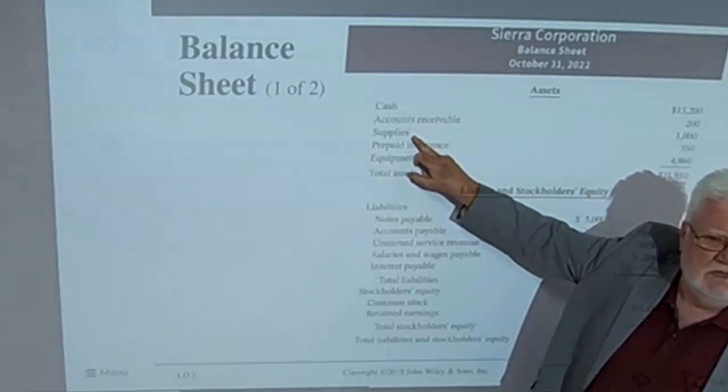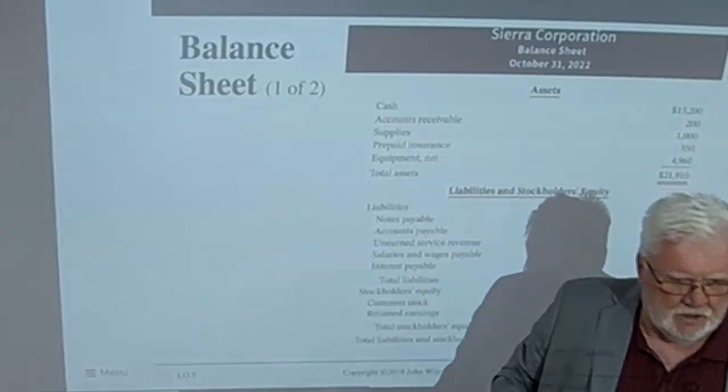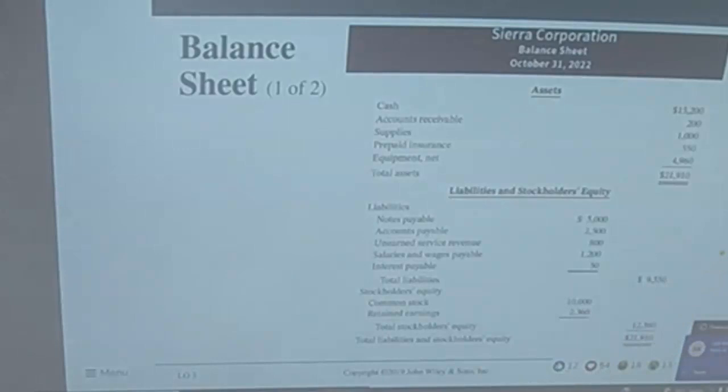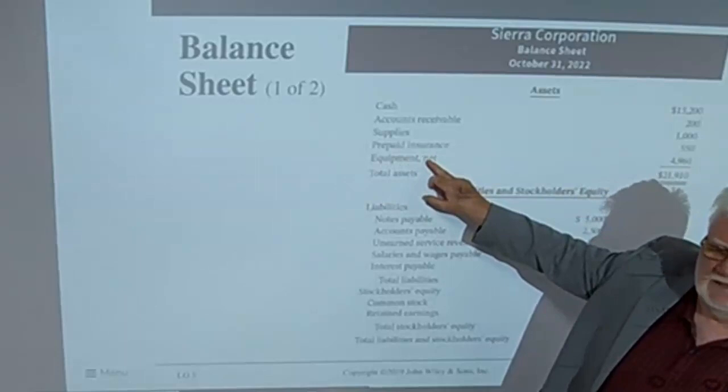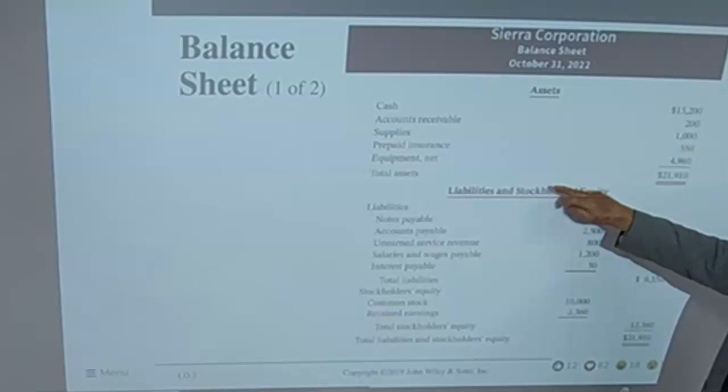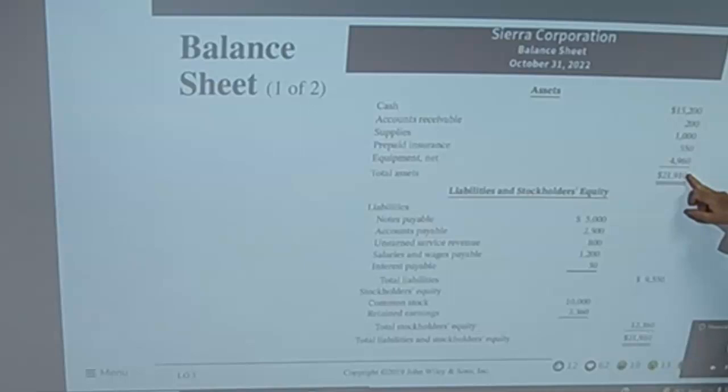Prepaid insurance, we will learn these accounts. That's the insurance that you have on the building, or maybe vehicles. And as you know, when you put insurance on your car, you pay for it in advance. You pay for 12 months. So we call that prepaid insurance. And we'll learn how to handle that later. Then we have equipment, and we say net of depreciation, basically. So we list these assets. I would prefer to list them in here, and total assets come out here. But basically, these are the assets, the resources the company has.